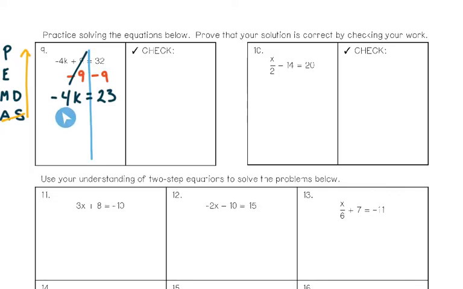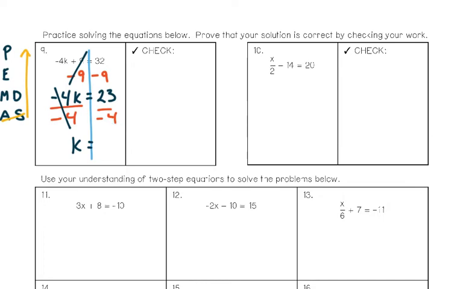Now I'm looking at a negative 4 right next to that variable. I got to remember, what does it mean when a number and a letter are right next to each other like that? It means multiplication. So I know that since this is times negative 4, I need to go ahead and divide by negative 4. And if I do it to one side, I have to do it to the other side. Now I'm going to go ahead and simplify 23 divided by negative 4. It's a positive divided by a negative, so I know my answer will be negative.